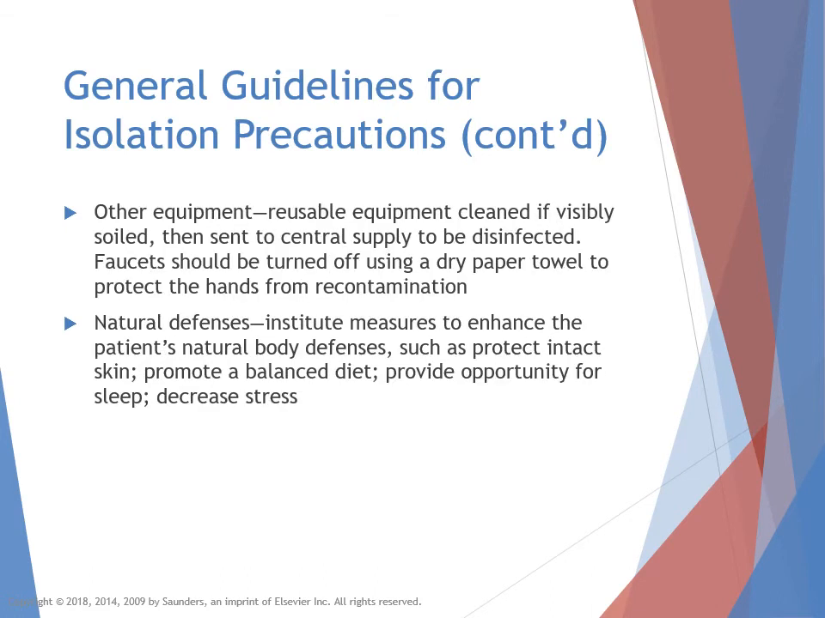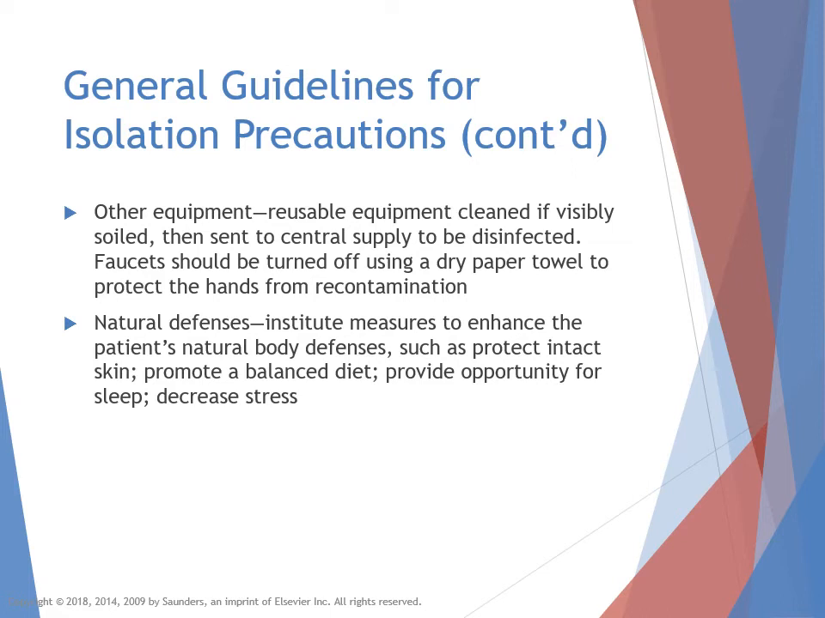More general guidelines for isolation precautions here. So we're going to start with other equipment. Reusable equipment is cleaned if visibly soiled, then sent to central supply to be disinfected. So if it's reusable, meaning if it's an IV pump, we're not going to throw away an IV pump. But what we're going to do is clean it if it's visibly soiled, and then send it to central supply, who's going to properly disinfect it. Faucets, that's other equipment in the patient's room. They should be turned off using dry paper towel to protect the hands from recontamination.